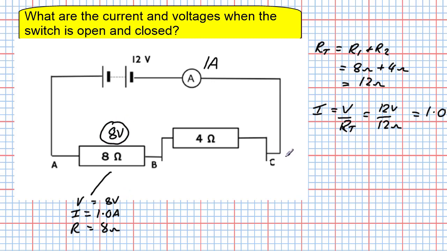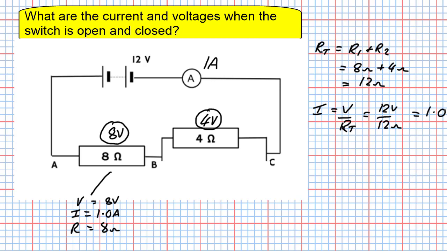We don't have to do the second calculation for the 4 ohm resistor because we know that the potential differences dropped across each resistor round the circuit should add up to give us the voltage across the battery. So this will be 4 volts in here. So that's us done the basic circuit. In this situation, 1 amp flowing, 8 volts and 4 volts.